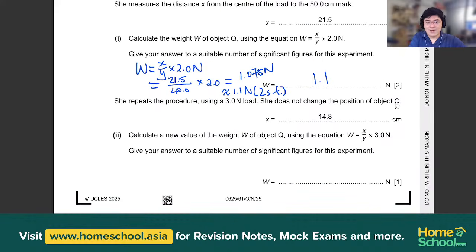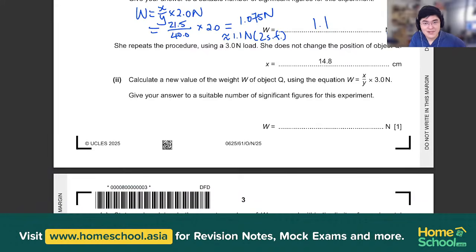As for B part 1, there is also another 2 mark part. 1 mark is given if you write W equals 1.1 newtons. The second mark is given if you give it in the correct significant figures. Of course, over here, Cambridge allows 2 significant figures or 3 significant figures. So here we go, 2 marks gotten. Solid. All right, now let's move on to the next part.